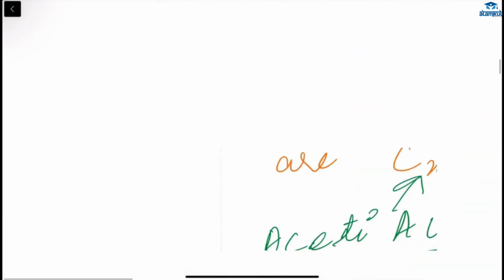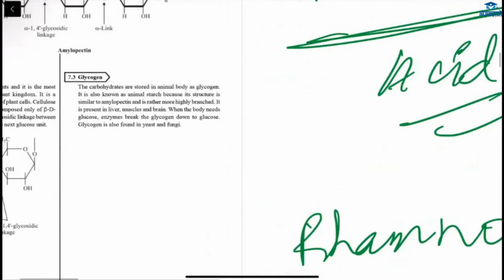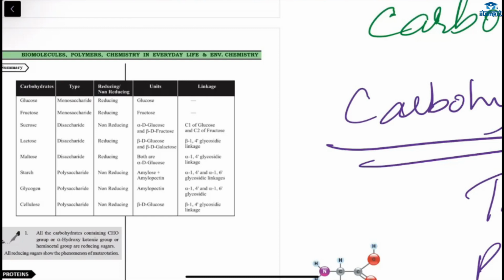Okay. Now cellulose and glycogen in terms of abundance. In the plant body, cellulose is the most abundant carbohydrate that is stored, and in the animal body, glycogen is the most abundant. Okay, most abundant carbohydrate. Now the summary of glucose and fructose you can see when I will share the slide.